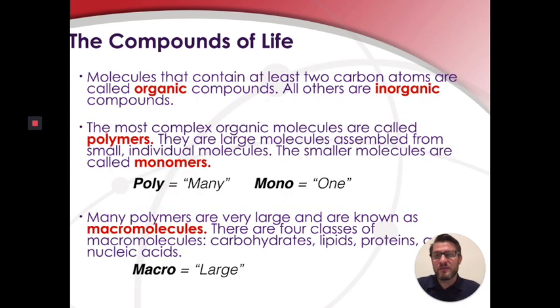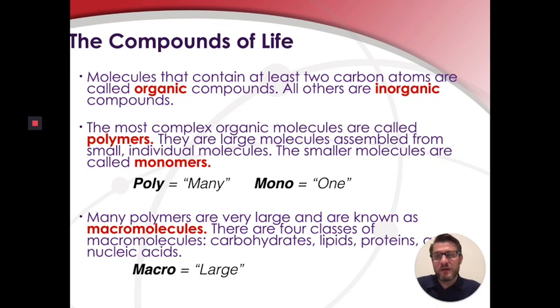When we talk about the compounds that make up living things, anything that is made out of carbon and has 2 or more carbon atoms is what we call an organic compound. All other carbon-bearing materials are inorganic. So CO2, carbon dioxide, for example, is an inorganic carbon.